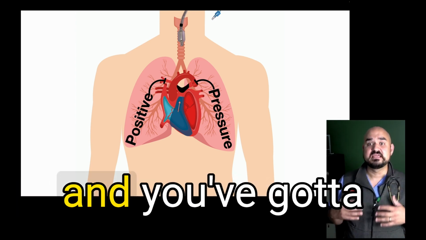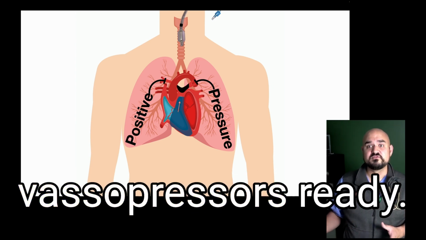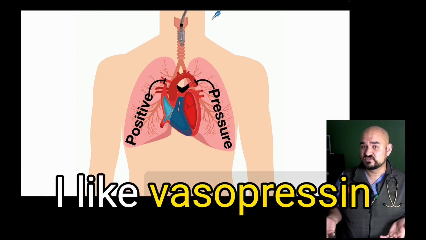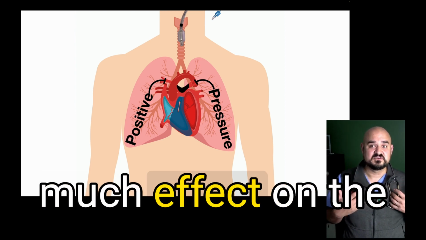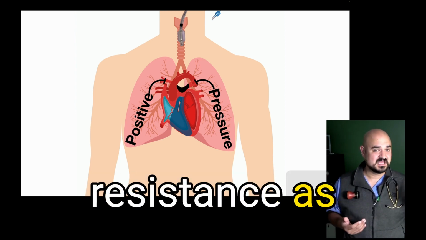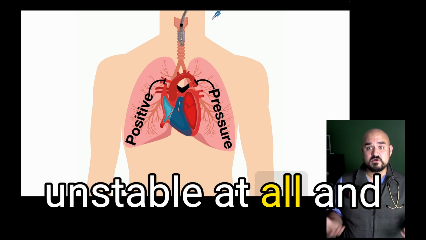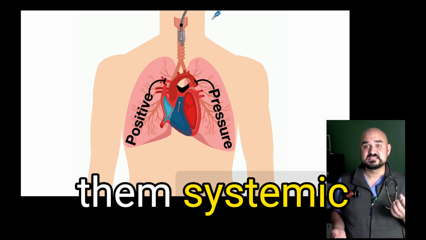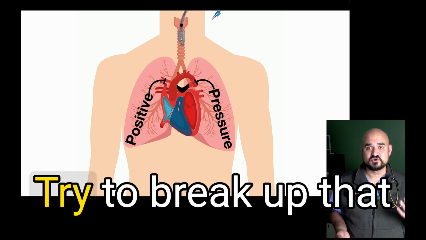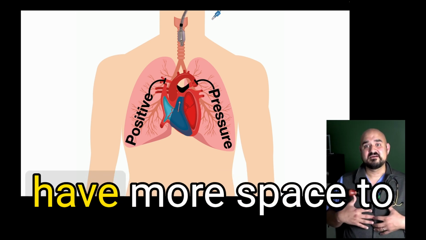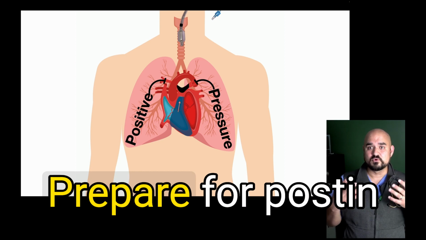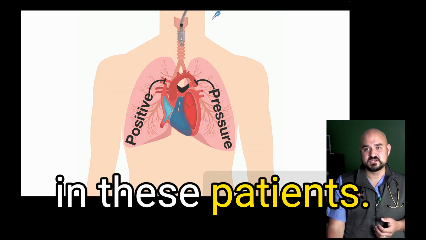If you've got a PE and you've got to intubate, go ahead and have your vasopressors ready. I like vasopressin for these because it doesn't have as much effect on the pulmonary vascular resistance as norepinephrine does. If they're hemodynamically unstable at all and you're having to intubate them, give them systemic thrombolysis first. Try to break up that clot some so they have more space to get blood through. Prepare for post-intubation collapse in these patients.